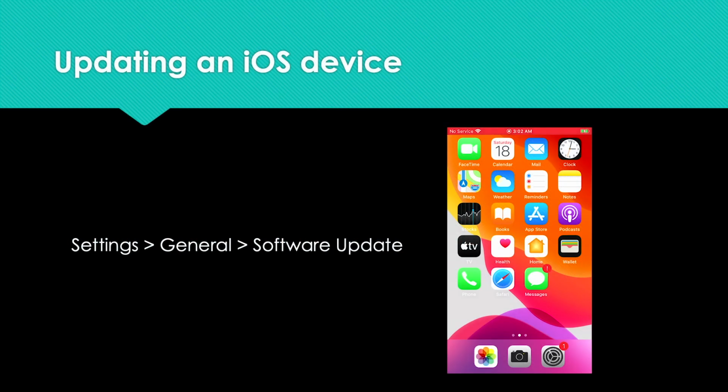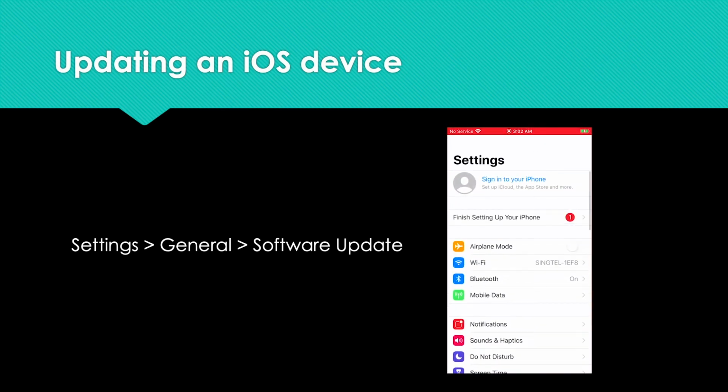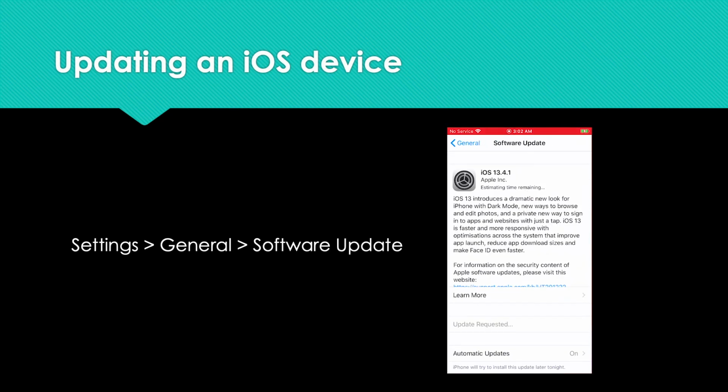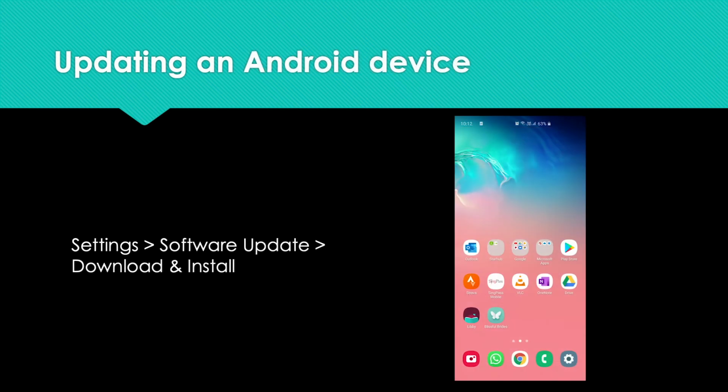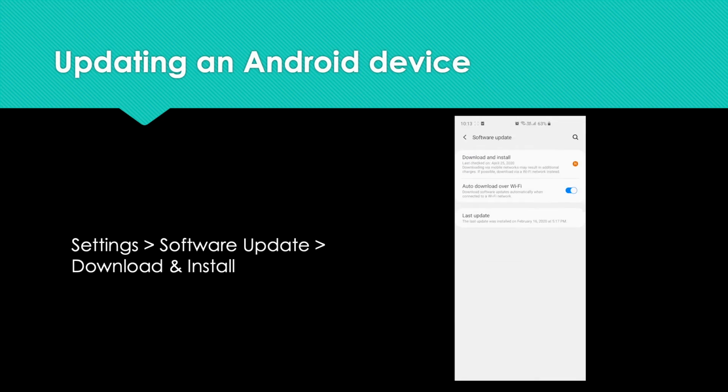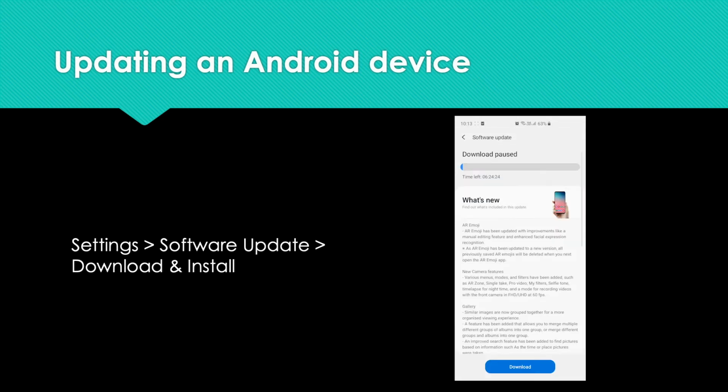To update an iOS device like an iPhone or an iPad, go to Settings, General, Software Update to search and install the latest available software for your mobile devices. If you're on an Android device or otherwise, you can most likely do the same by going to Settings, Software Update, download and install the latest updates.